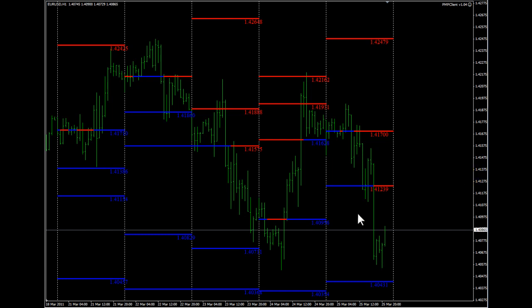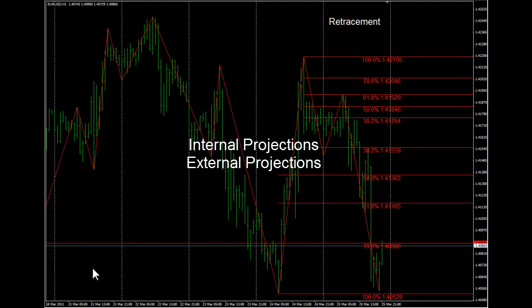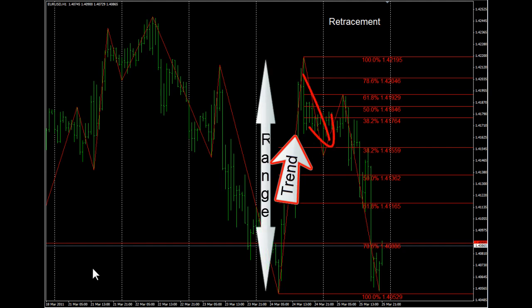Now, there are two types of Fibonacci price projections. There are internal projections and there are external projections. And what's the difference? An internal projection is when you're expecting price to reverse direction from a previous trend and move in the opposite direction inwards of the range of the previous trend.